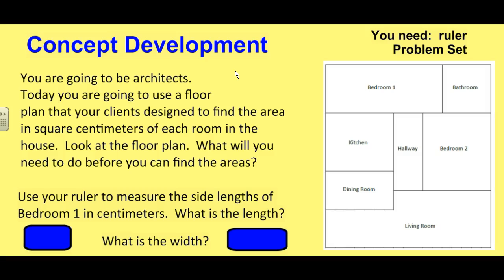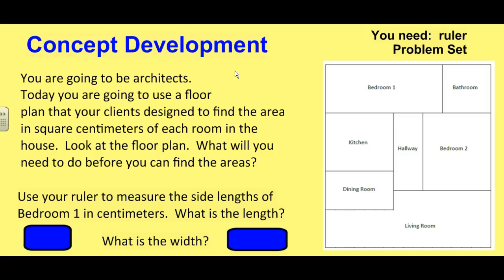So what will you need to do before you can find the areas of each room? Well, we know that in order to find the area, we have to know how many square units fill up that space, or we have to know the side lengths of different rectangles. So for this floor plan, we're going to have to measure the side lengths of the different rooms to help us find the area of each room.